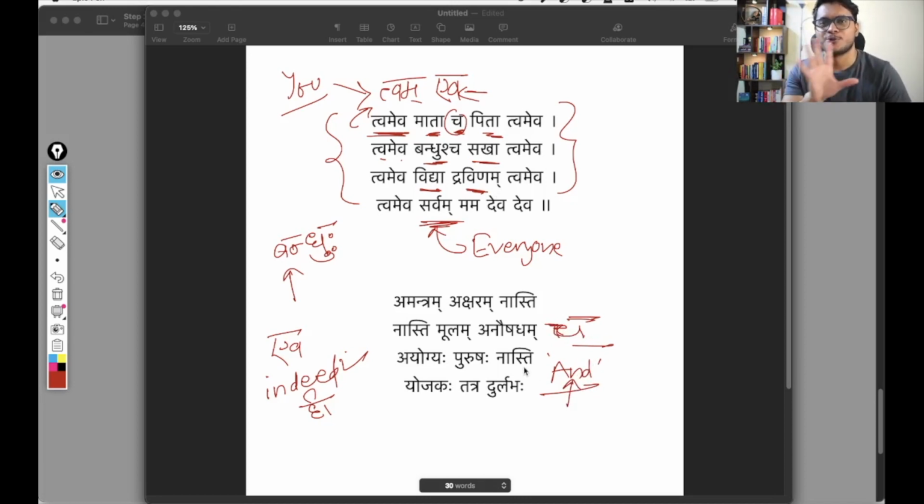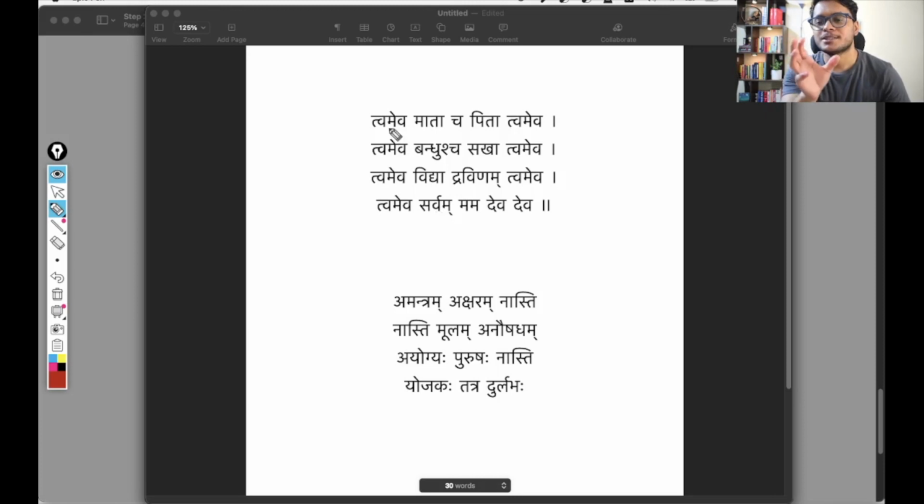You know cha and you know ev, and they will always remain like this. So now you can very easily understand its meaning. That you are twamev. You are indeed mata, like a mother, and pita, like a father. So you are indeed like a mother and a father. You are indeed bandhu, like a relative and like a friend.